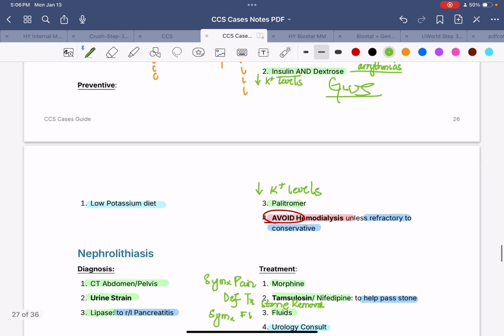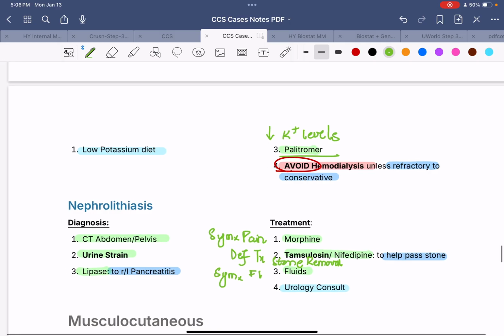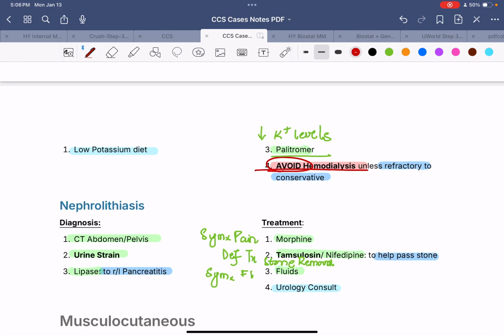And you can also use patiromer, which is basically a potassium binding agent, and it will bring down the potassium levels. And one important thing is that you're going to avoid hemodialysis until the hyperkalemia is refractory to the conservative management, and of course the prevention would be a low potassium diet.